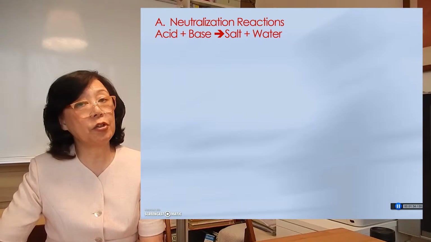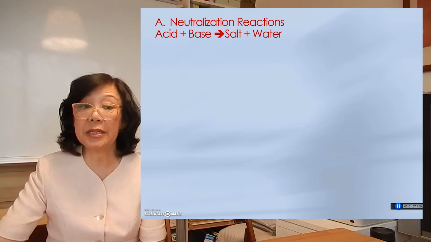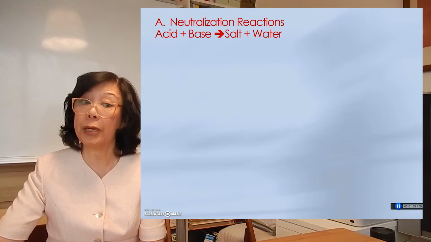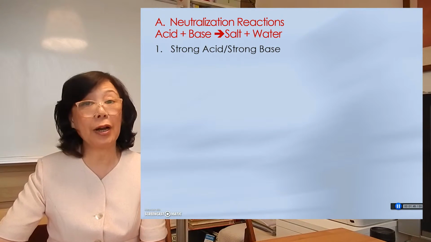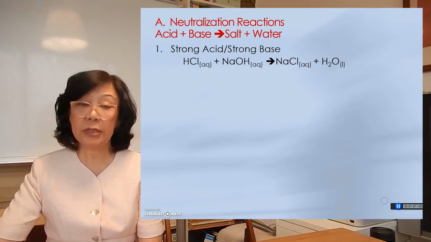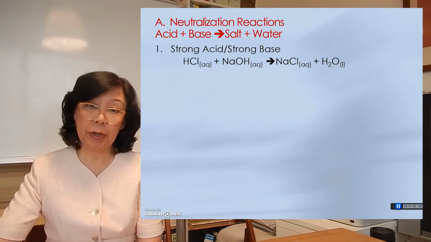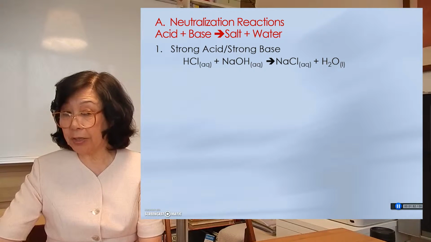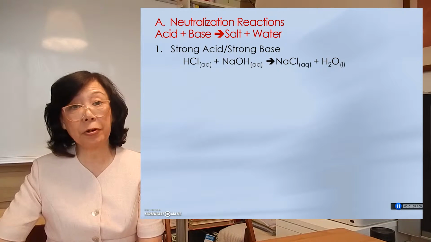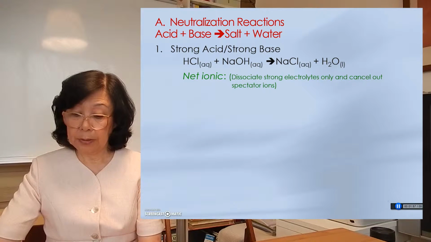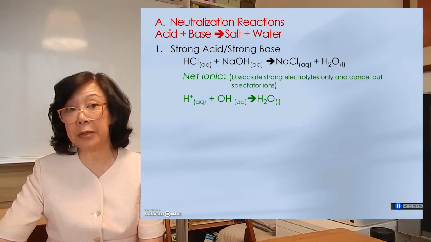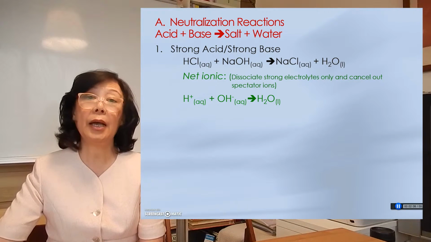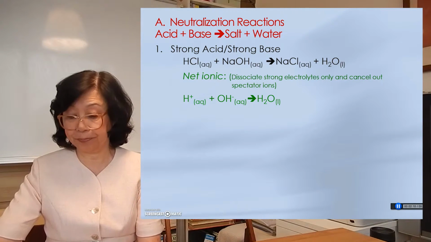When we talk about neutralization reaction, it's basically an acid added to a base to form a salt and water. And there are three kinds of this. The first one dealing with strong acid and strong base, such as hydrochloric acid and sodium hydroxide solution. When neutralized together, make sodium chloride salt dissolved in water and water molecule. So when we write the net ion equation, we will then cancel out the sodium and the chloride ions, which are spectator ions, leaving behind the H plus and the OH minus to form water molecule.